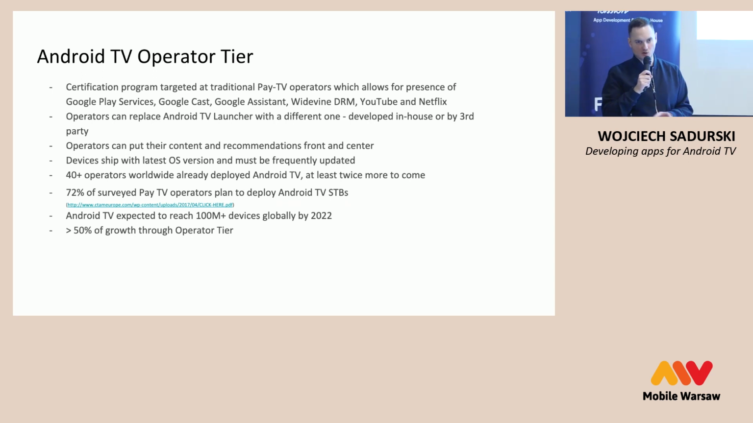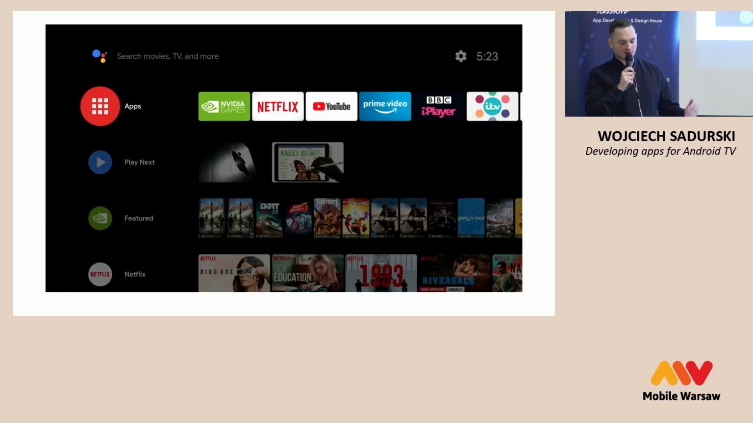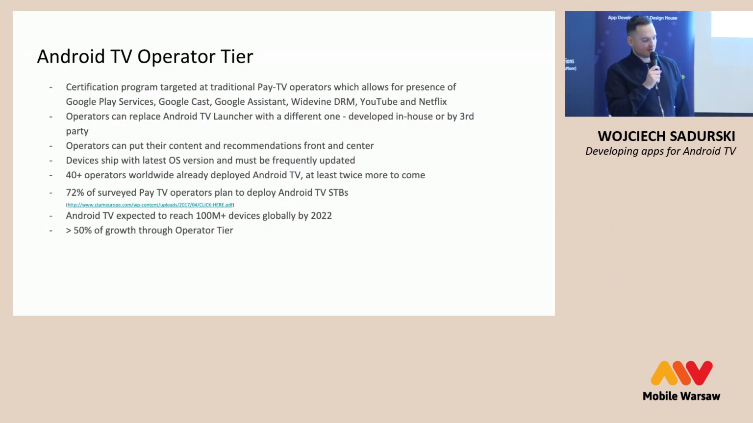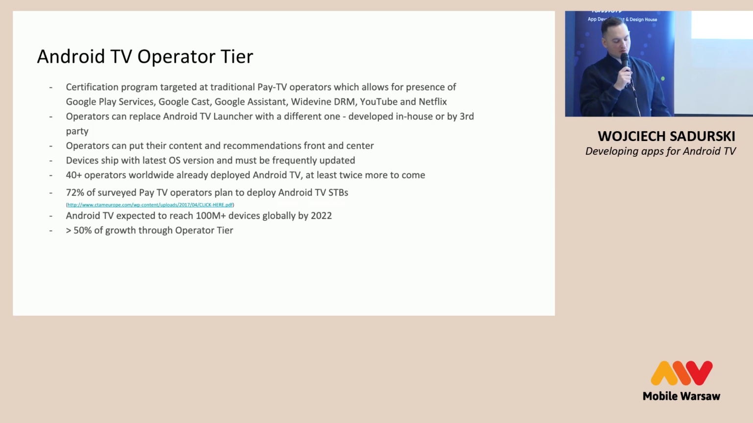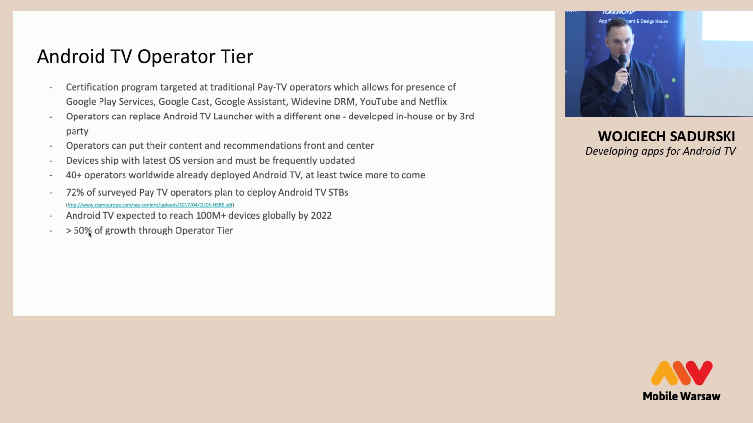So Google started cooperating with companies like these, and they offered them that they will give them Android, but will not demand from them that they contain the stock Androidtv launcher. What you see here is Android 8 TV launcher, and this is what Google allowed TV operators to replace in their deployments. And then after they introduced this operator tier, I don't know, in 2016, something like that, the growth of Androidtv started, and now over 50% of Androidtv devices growth is thanks to operator tier.